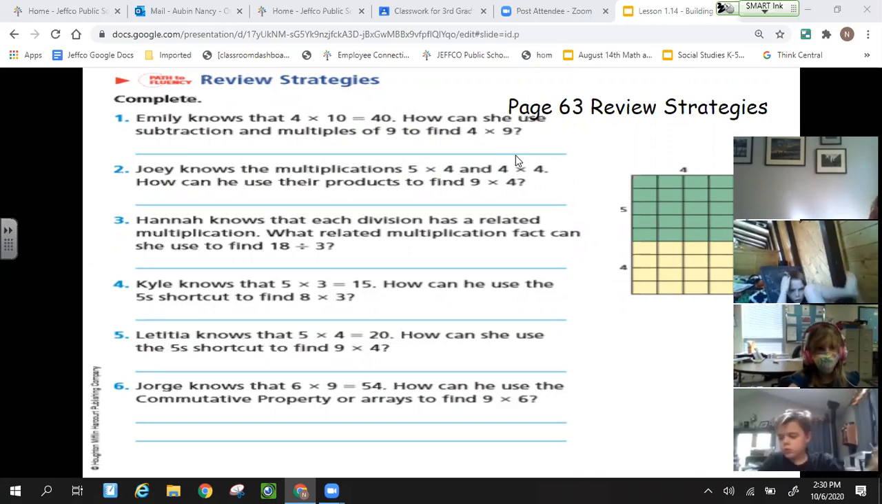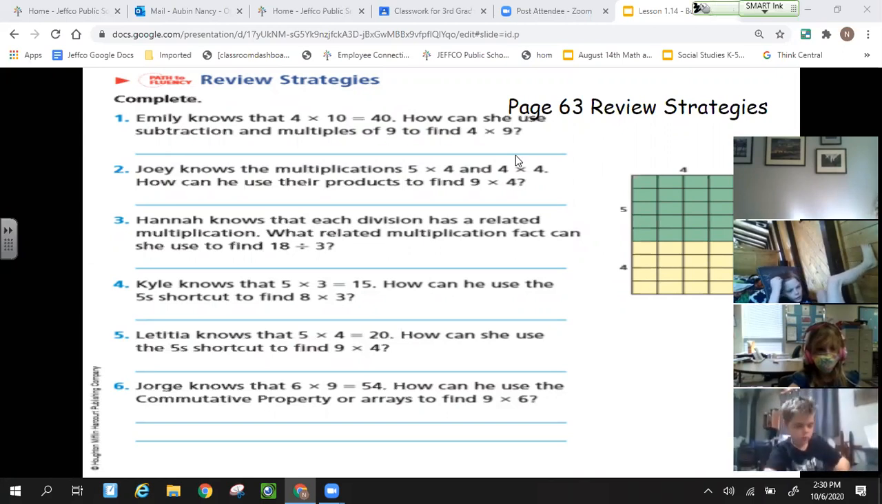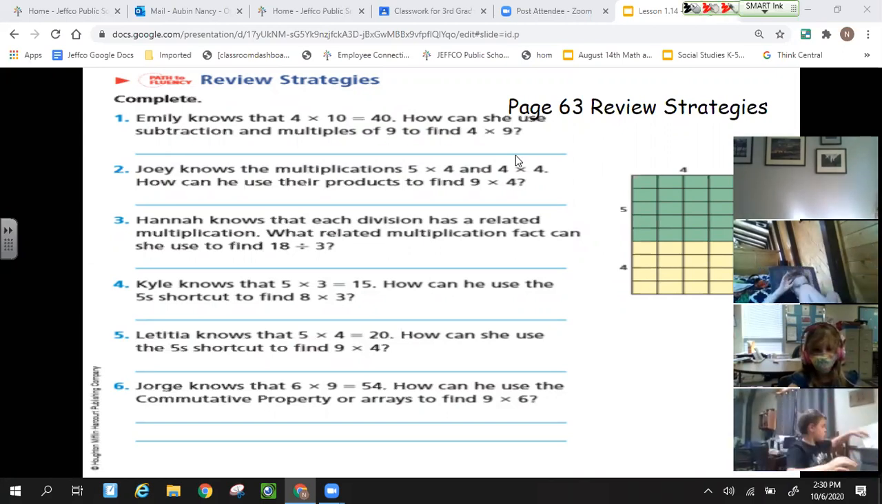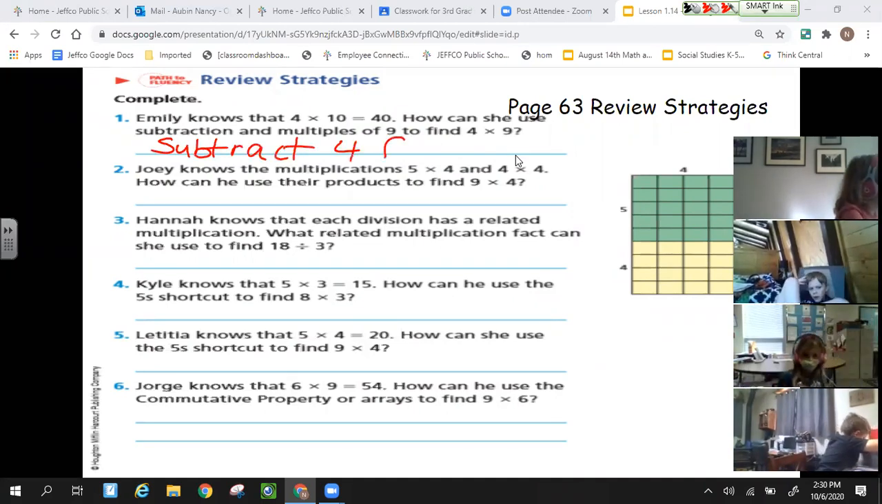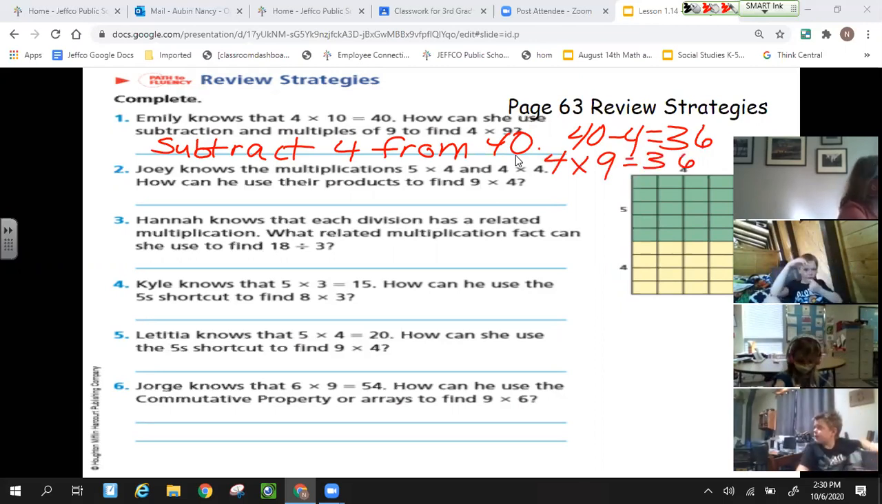Yay. Okay, guys. So using that strategy is like the 5 strategy. It's just using what you know to help you figure out the unknown. So Emily knows 4 times 10 equals 40. How can you use that? Subtract 4 from 40, right? So then you know 40 minus 4 equals 36. Therefore, 4 times 9 equals 36. Go ahead and write that if you haven't written anything. Let's go ahead and write that down.